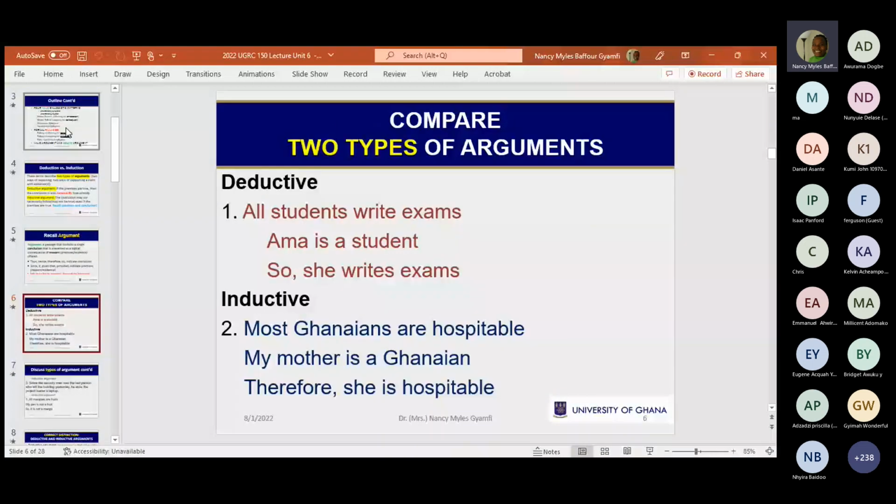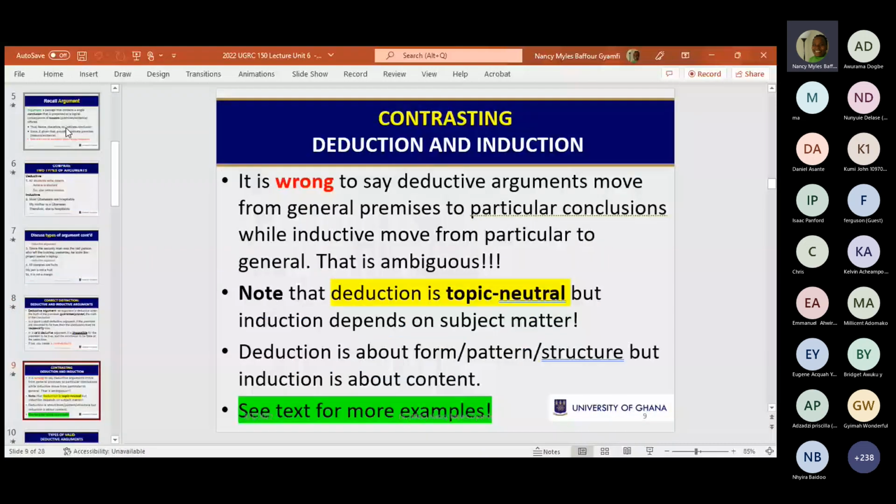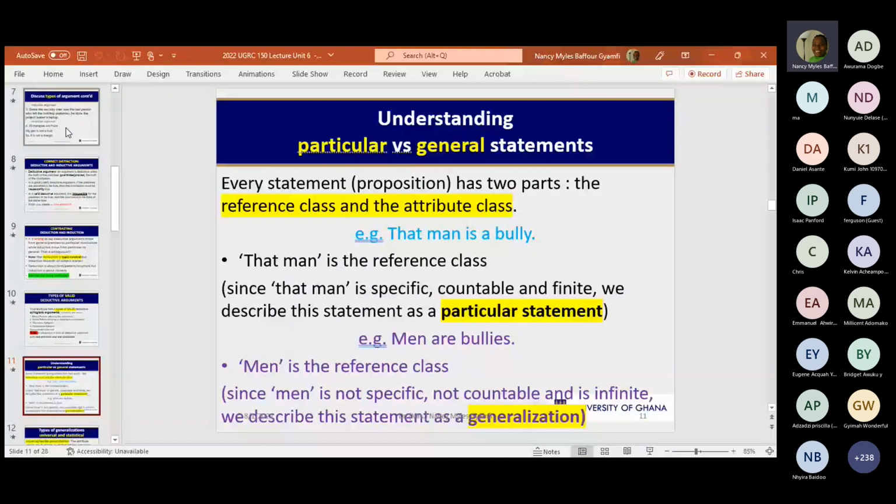I'm dealing with a particular statement. All the women, don't let them all deceive you. The women, all the women. Okay, so it is a specific group, countable. You can finish counting. See, these are how they are on your screen now. Particular versus universal: that man is a bully versus men are bullies.